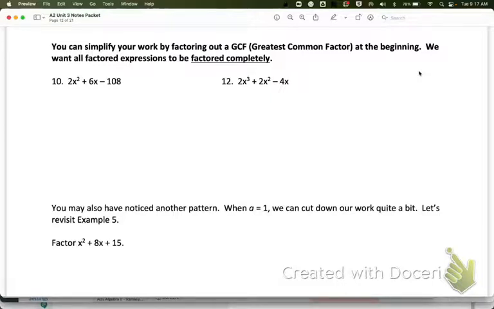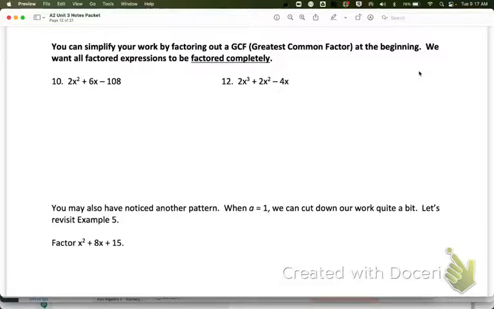If we start by taking out a GCF at the very beginning, then we can get a simpler expression that's easier to factor, and we'll get smaller numbers. We always want to make sure that all of our expressions are factored completely. And so by taking out any other common factors that we can at the beginning, it saves us some steps. The GCF will be part of the total collection of factors at the end.